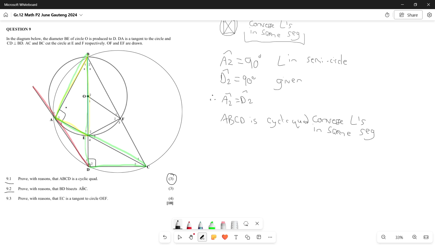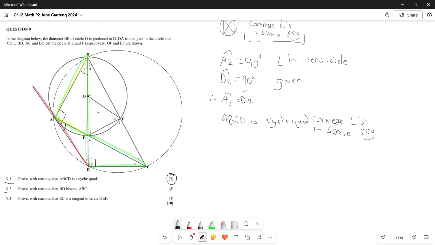Okay, and the best thing to look at right now, we've used the 90 degrees here. We've worked with that. We've worked with the yellow line, the diameter. We have not yet worked with our tangent, which means we're going to work with our tangent now. And what we can see is that A3 over here will equal B1 over there.